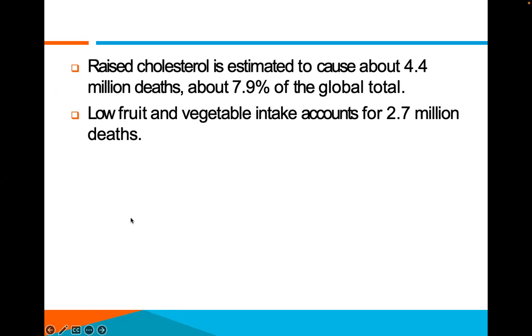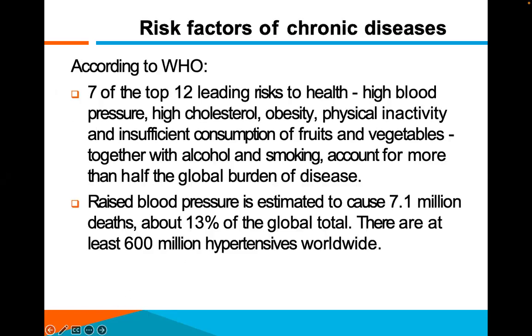All right. So the point I'm trying to make is, what are the risk factors of chronic disease? According to WHO, 7 out of 12 leading risks to health are high blood pressure, high cholesterol, obesity, physical inactivity, and insufficient consumption of fruit and vegetables, together with high doses of alcohol and smoking, and could account for more than half of the global burden of diseases.